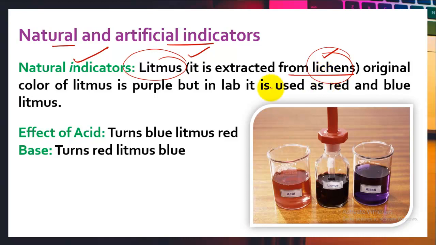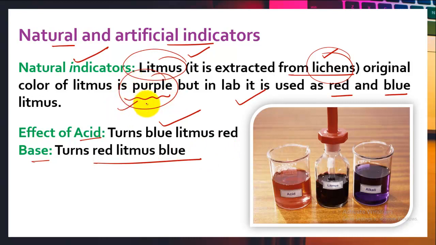Originally, litmus is purple in color. But when we make use of it in the lab, it is used in two forms, that is, red litmus and blue litmus. There is an effect of acid and base on the colors of this litmus. When it reacts with acid, it turns blue litmus red. And the effect of base is that it turns red litmus blue. But initially its color is purple.